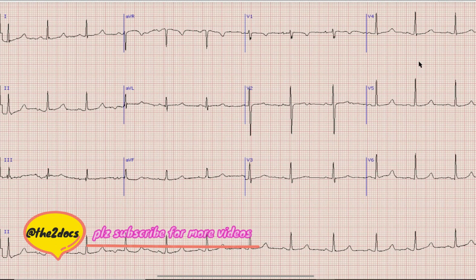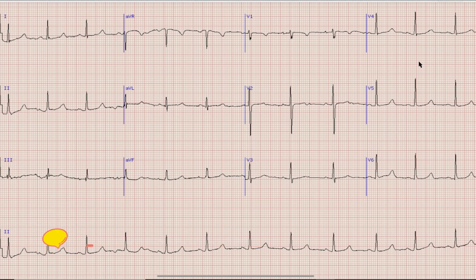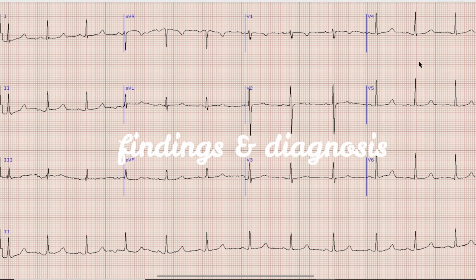This is the ECG which we are going to discuss today. But before the discussion, as always, pause your videos, note down the findings and diagnosis with yourself, and at the end of the video, compare your findings and diagnosis with the discussion done in this video. So let's begin the discussion on this ECG.